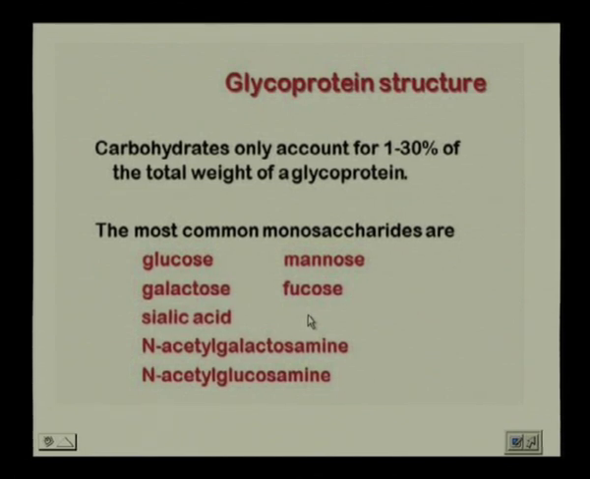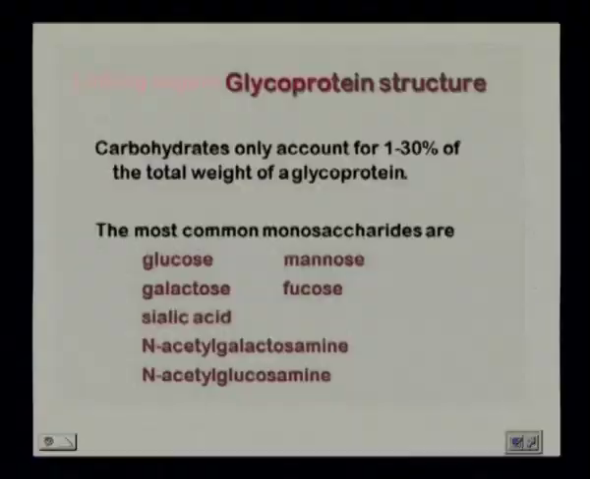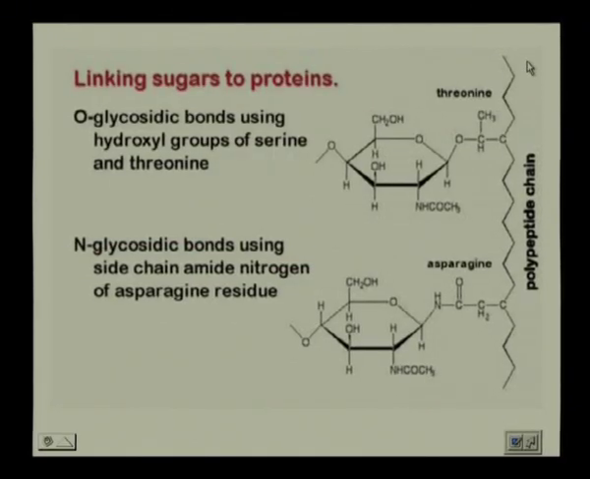But where do they link? It means they have to link to specific amino acids. If they have to be glycoproteins, it means there has to be a sugar unit that is linked to the protein. So, what is it linked by? If this is our polypeptide chain, there are different ways in which these sugars can actually link. Sometimes you can have, we learnt about O-glycosidic bonds. What are O-glycosidic bonds? Glycosidic bonds that use the oxygen to link, right.